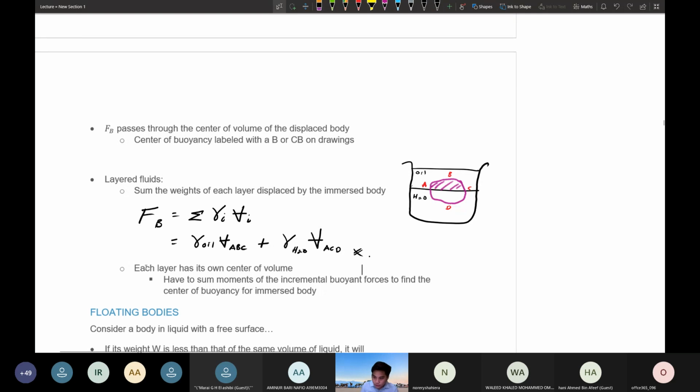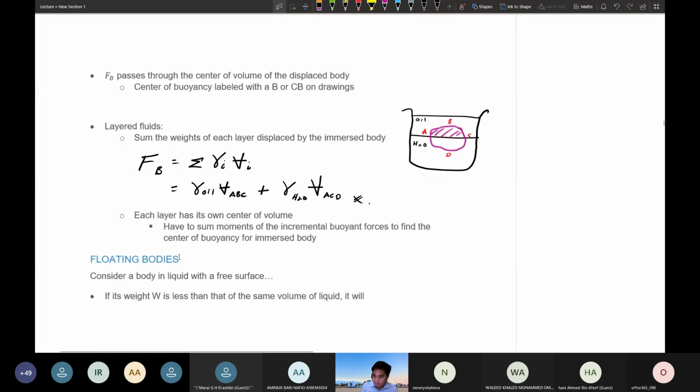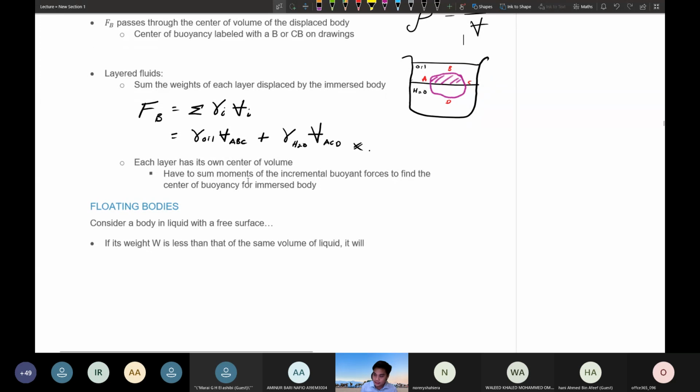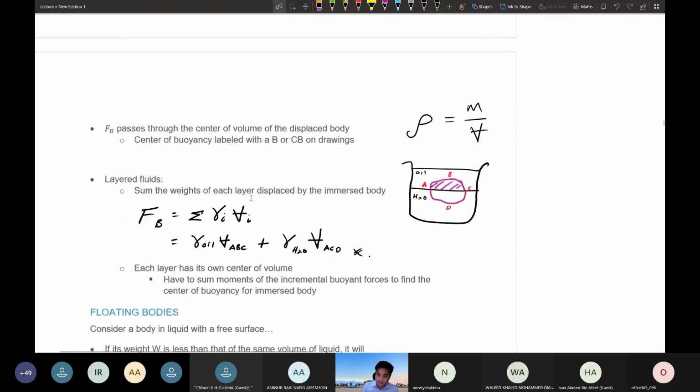So this is what it means. Each layer has its own center of volume. That means they have different centroids. Why? Because of different fluid density. The density will lead to the mass. Can you see that density equals mass over volume? Different density will have different mass. The mass will give you a different center of volume, the centroid. So far, are you clear on this part?